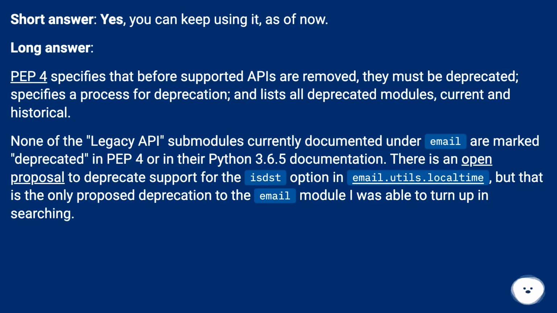None of the legacy API submodules currently documented under email are marked deprecated in PEP 4 or in their Python 3.6.5 documentation. There is an open proposal to deprecate support for the ISO option email.utils.localtime, but that is the only proposed deprecation to the email module I was able to turn up in searching.